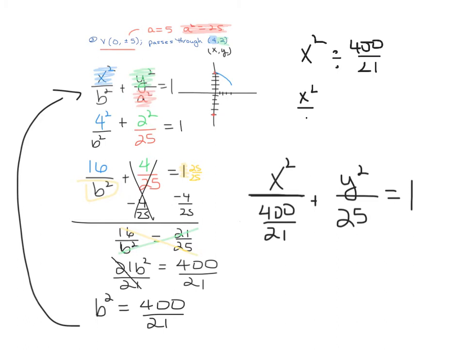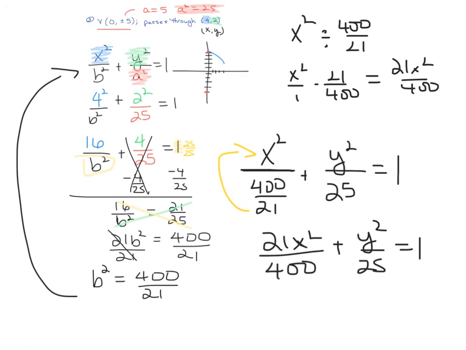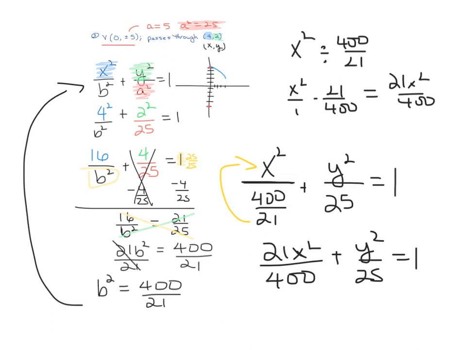Do a keep, flip, change. So this will actually simplify to 21x squared over 400. So that will be my final answer. So basically just take this 21, put it up there, over y squared over 25 equals 1. And that's your standard form. So you can't leave a fraction in a fraction.